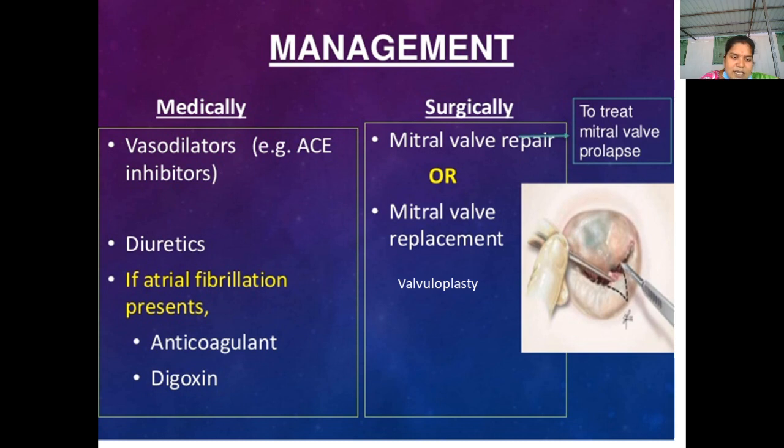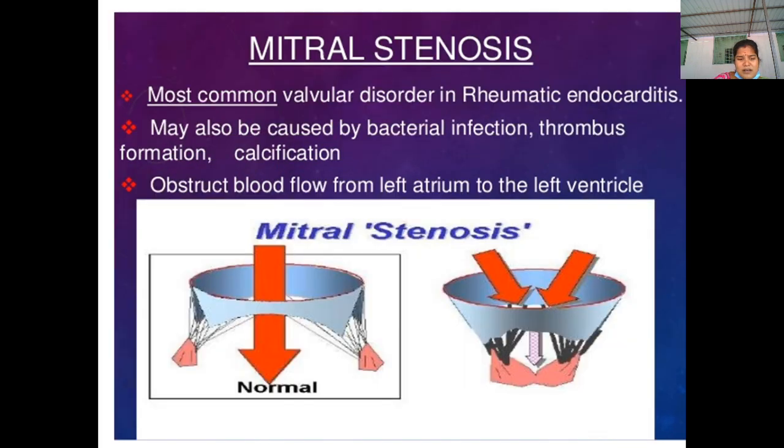So diuretics. Whenever atrial fibrillation is present, the patient is given digoxin, and an anticoagulant is also given. So surgical correction, definitely for the surgical correction, mitral valve repair is done, or sometimes the mitral valve is replaced. Not only that, valvoplasty is also one of the procedures. Valvoplasty is nothing but repair, so this can also be done.